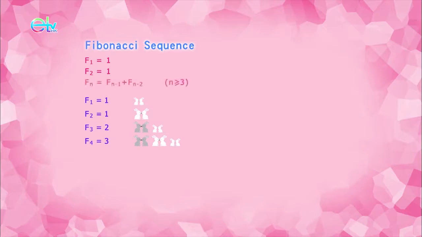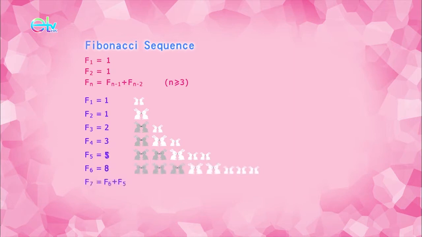Actually, when n is larger than or equal to 3, fn equals fn minus 1 plus fn minus 2. We can use this formula to work out the third term and the subsequent terms. f5 is equal to f4 plus f3. 3 plus 2 equals 5. f6 is equal to f5 plus f4. 5 plus 3 equals 8. f7 is equal to f6 plus f5. 8 plus 5 equals 13.